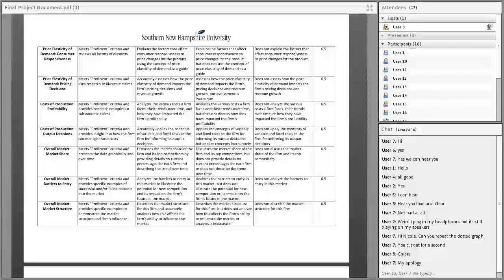But the graph that you can do for the market share, you can draw one if you want to on a piece of paper and then scan it or take a picture of it and add it to your final. It does not have to necessarily be produced through Excel. If you can find one that's already made online, better. But if you cannot find one, you can make one.